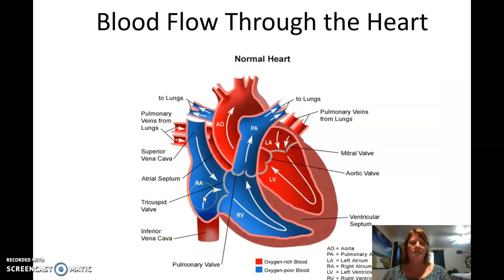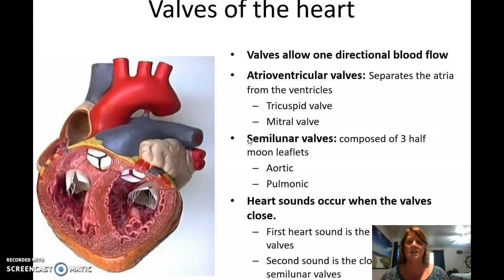When we look at blood flow through the heart, our blood flow comes in from the superior and the inferior vena cava, and that all dumps into the right atrium. Now, this is considered unoxygenated blood. It will then go through the tricuspid valve into the right ventricle, and then it'll go through the pulmonic valve into the pulmonary artery and over to the lungs.